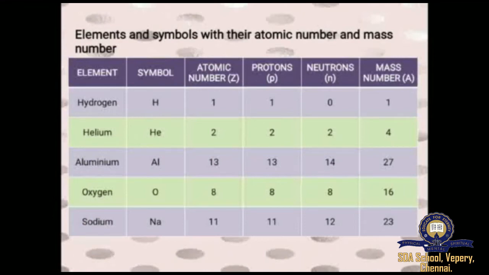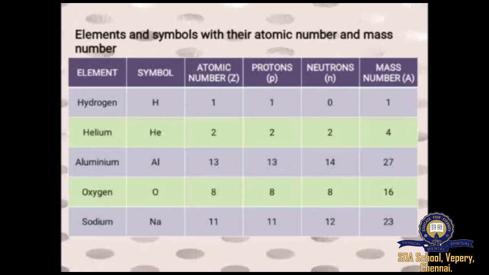Elements and symbols with their atomic number and mass number are given. Now we know what an atomic number and a mass number are. Atomic number is nothing but the number of protons present in the nucleus. Mass number is the number of protons plus the number of neutrons present inside the nucleus. So the first element is hydrogen and its symbol is H.